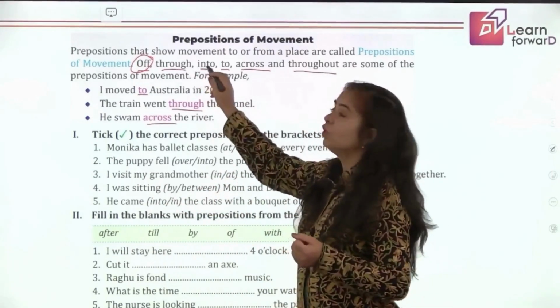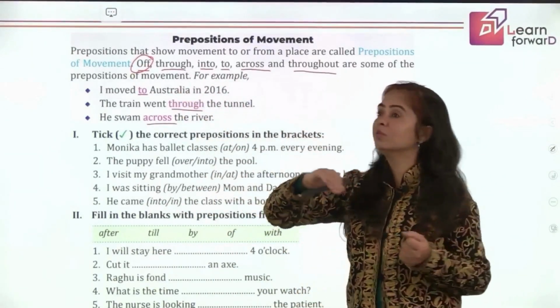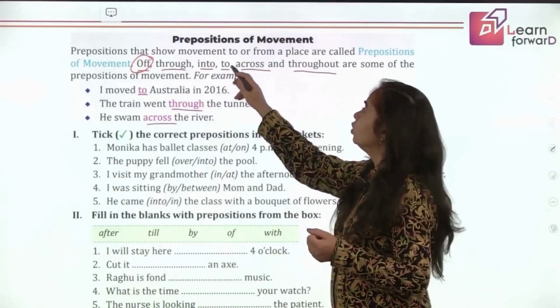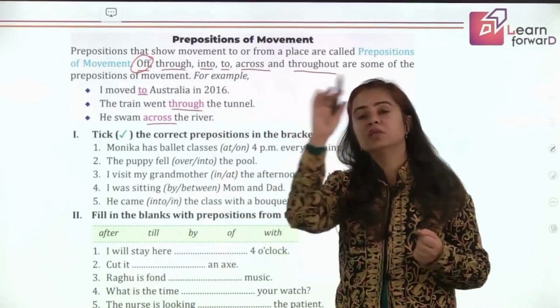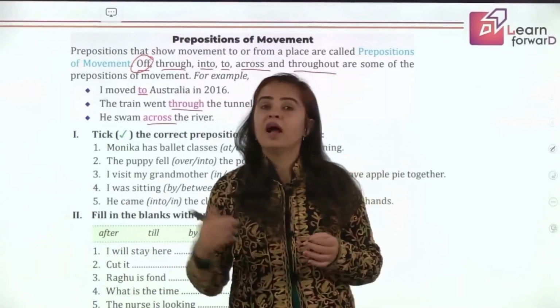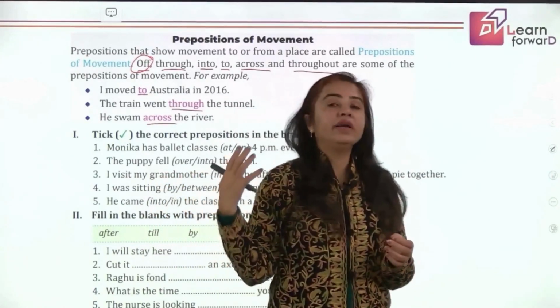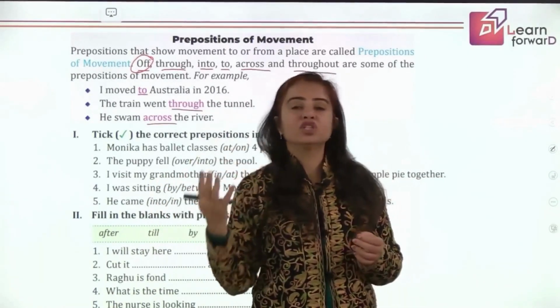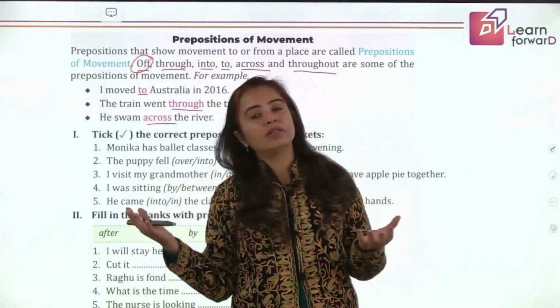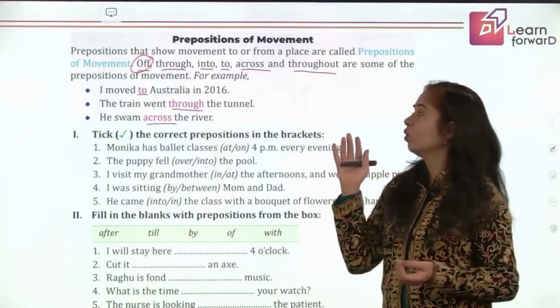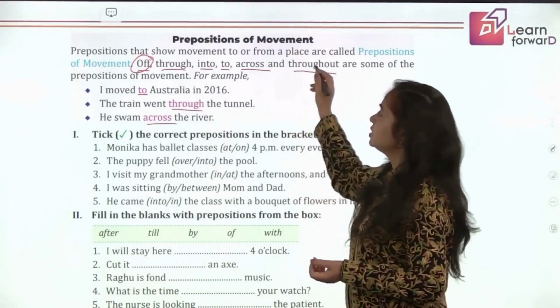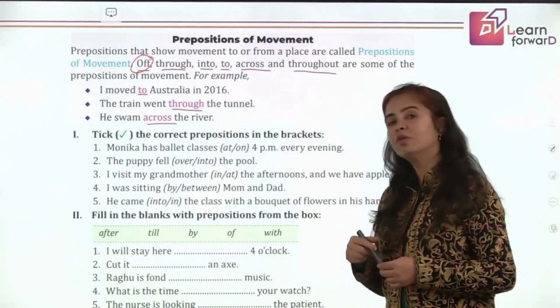Through I have told you, into I have told you when there is a movement, inside from outside, to we have done, across we have done, throughout. Throughout means throughout the time, right? I was reading the book throughout the journey. So that means throughout that time, right? That means when the time was moving on, when you were moving. So these are the prepositions of movement.